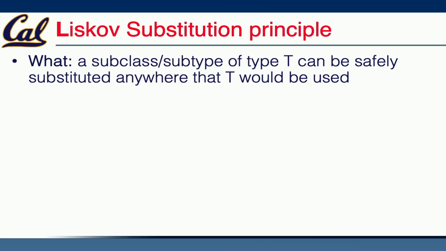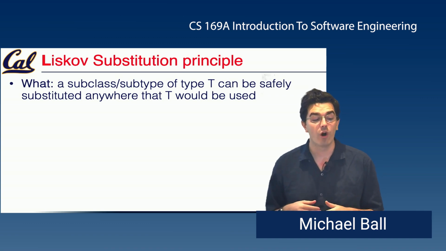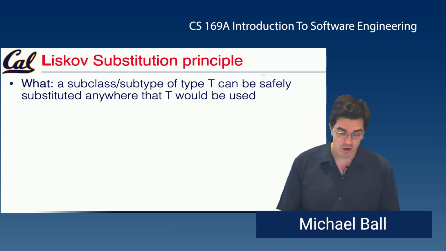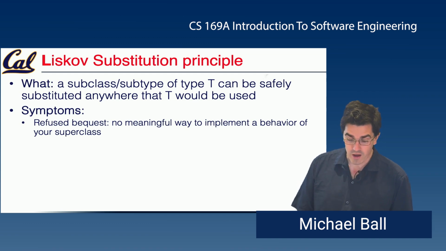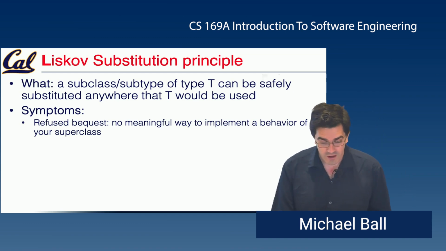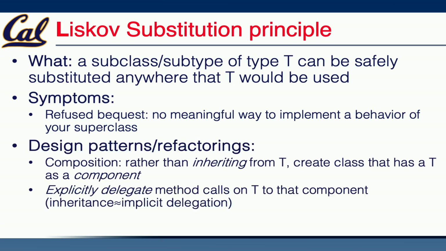Liskov substitution principle. A subclass of type T can be safely substituted anywhere that T would be used, which is to say subclasses should always refine the behavior of their parent classes. The symptom that shows up for this is refused bequest, which is no meaningful way to implement a behavior on a particular subclass. So if you're subclassing something and you find that you can't implement the behavior of a parent class, then that's a hint that this thing is not, in fact, a subclass. Again, composition over inheritance is typically a way to resolve this issue.